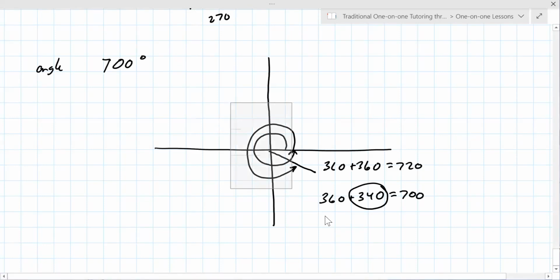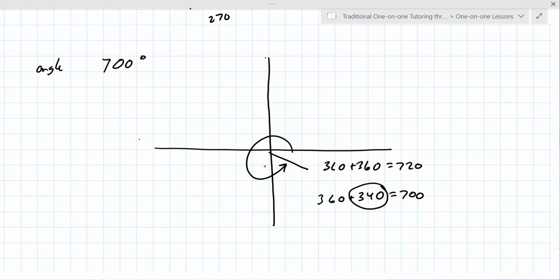And 340, we can actually, you know, it is 0, 90, 180, 270, 360. We know it's over here, so it's something like that. But you go all the way around again to get there. All right.